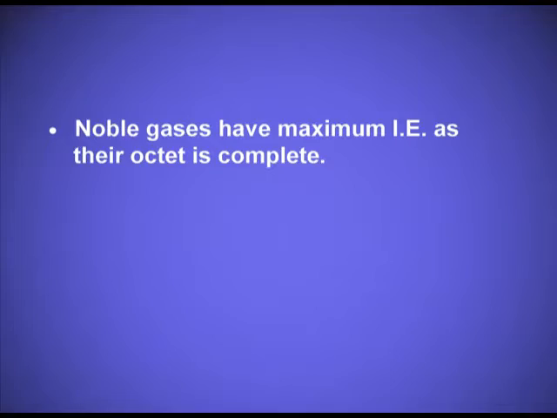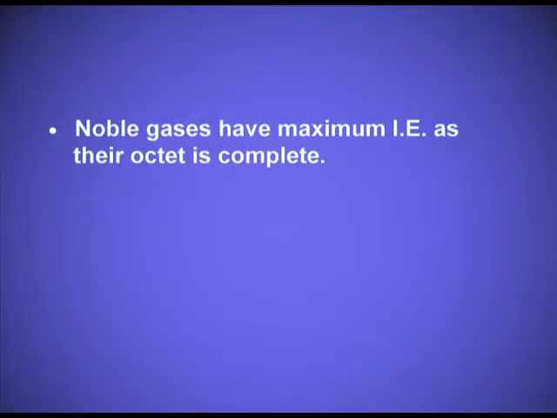Noble gases have maximum ionization energy. The noble gases have their complete octet. They are in the most stable state. They have 8 electrons in their outermost shell. So, when we are going to disturb this outermost stable configuration, obviously we need much higher energy.